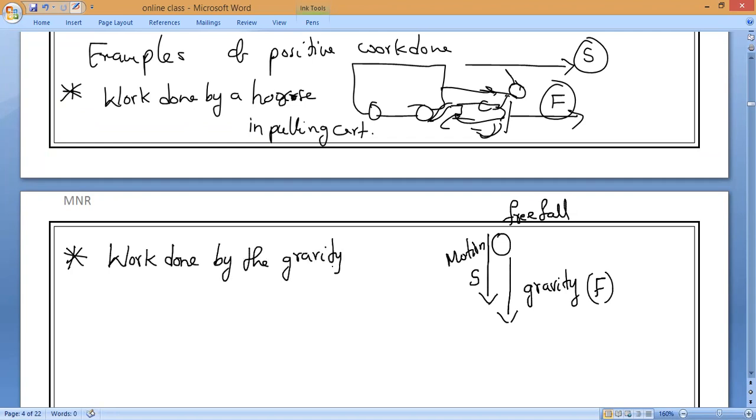Please write and draw the image also. Gravity on a body falling towards the earth.